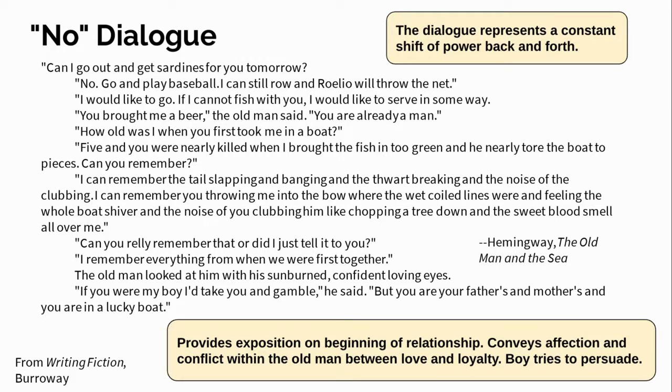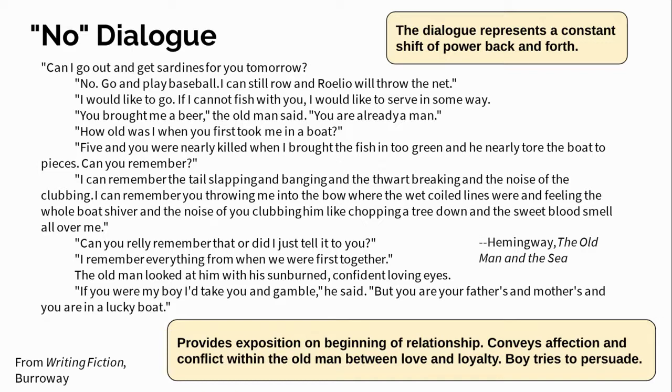Okay. So there's another method for creative dialogue, and it's called no dialogue. It provides exposition. This story provides the exposition on the beginning of a relationship. It conveys affection and conflict within an old man between love and loyalty. But the boy tries to persuade. So no matter what the boy says, the reaction is going to be no. But after every no, we get to know a little bit more about these characters. While I read, pay attention to the shift of power back and forth.